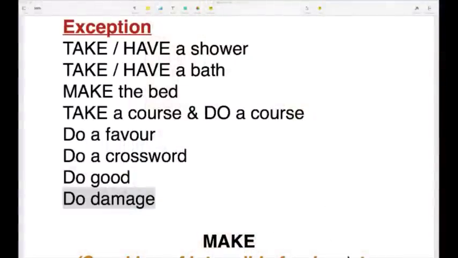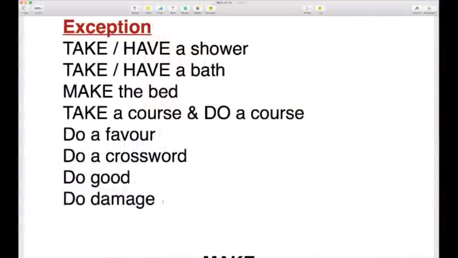Oh, Anne-Marie's just made a really good point, and I'm going to write it here on these notes. We take a photo. I see this all the time. We take a photograph. We don't do a photo or make a photo. We take a photo. We take it.